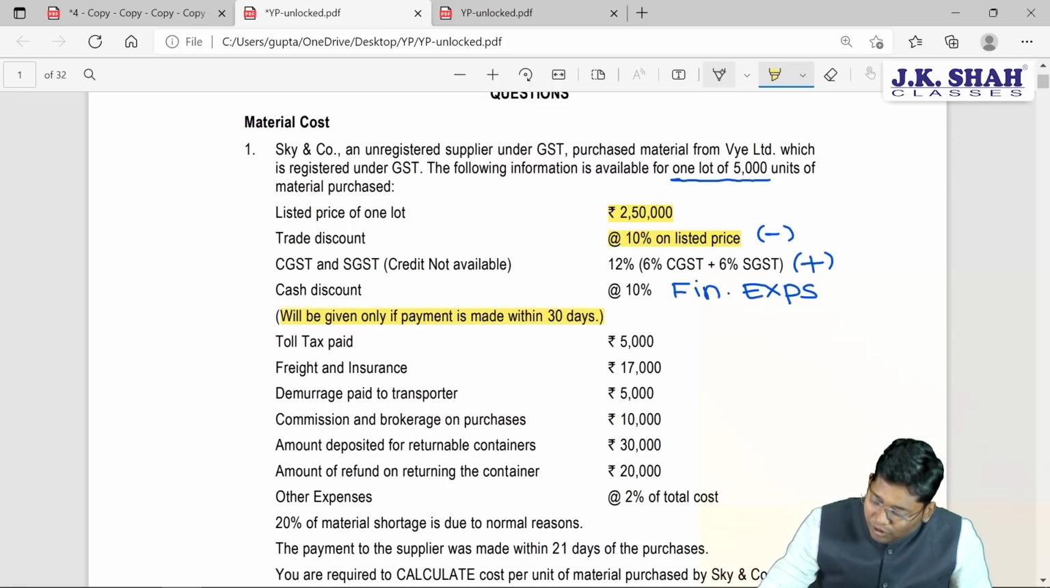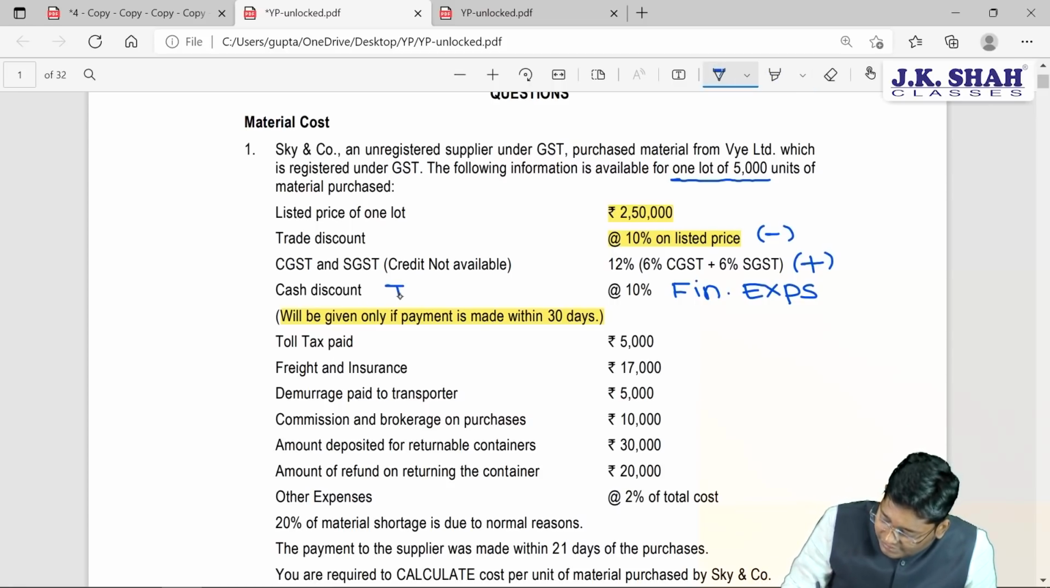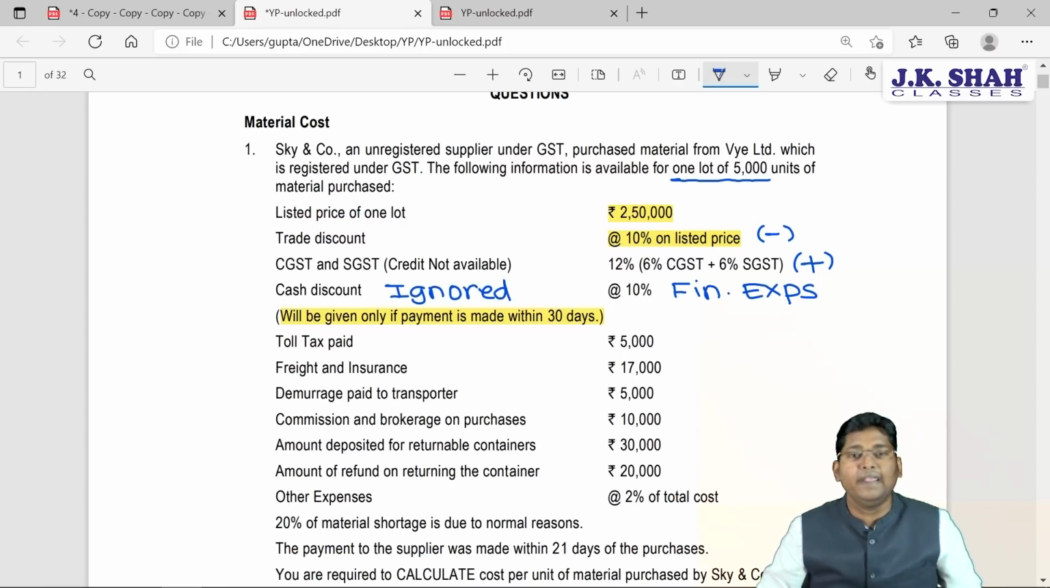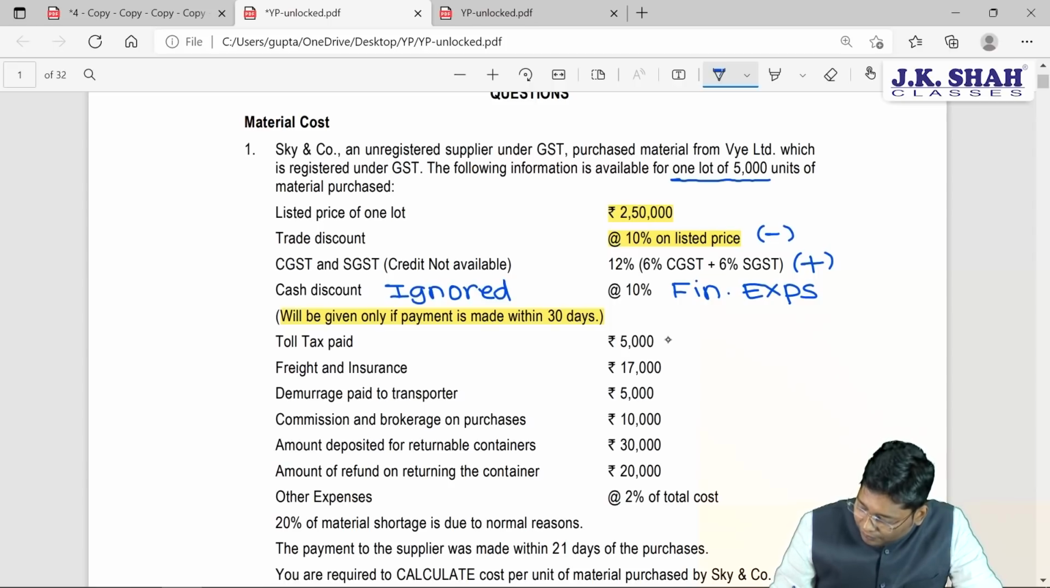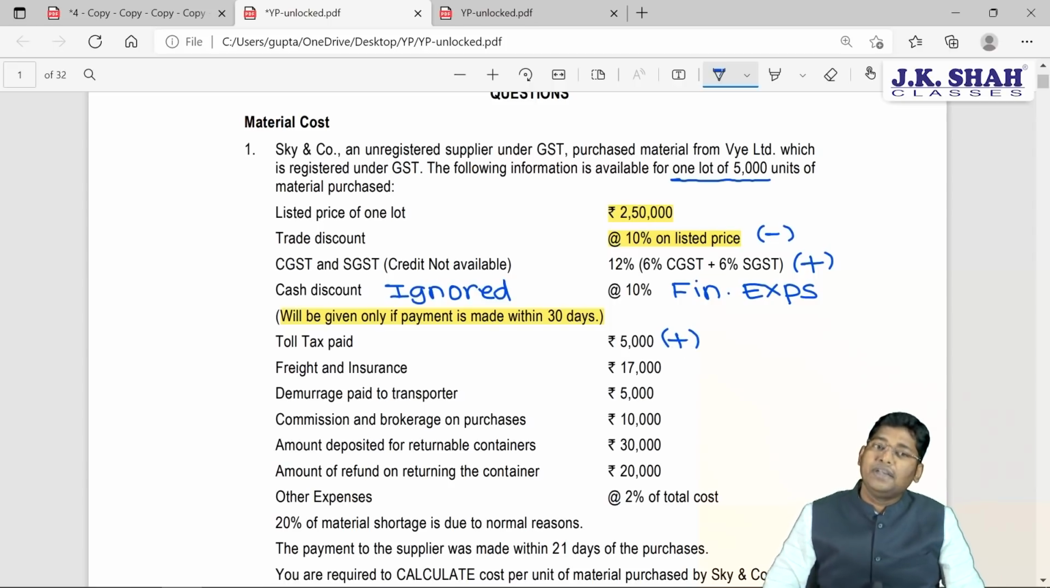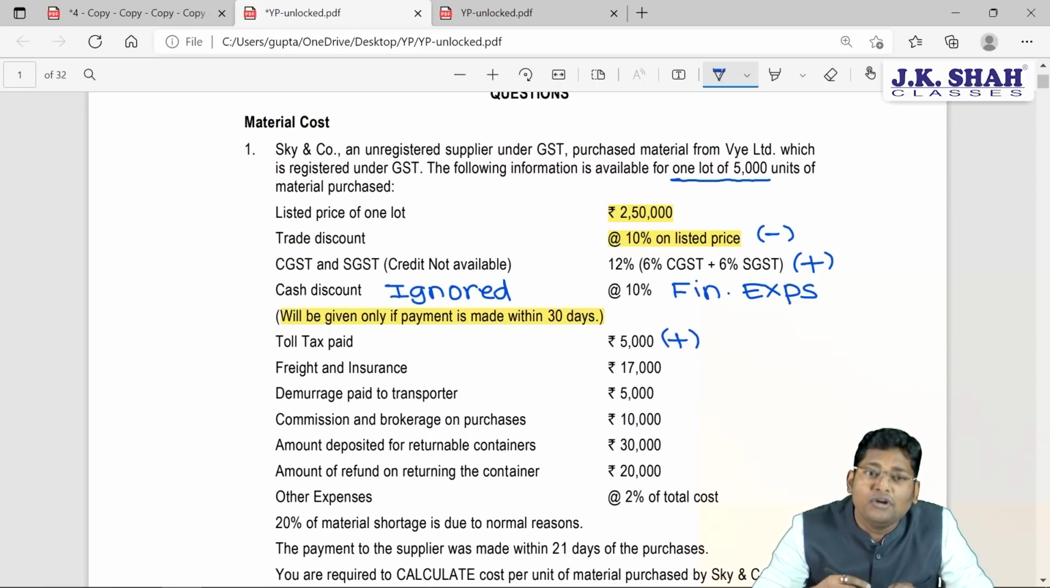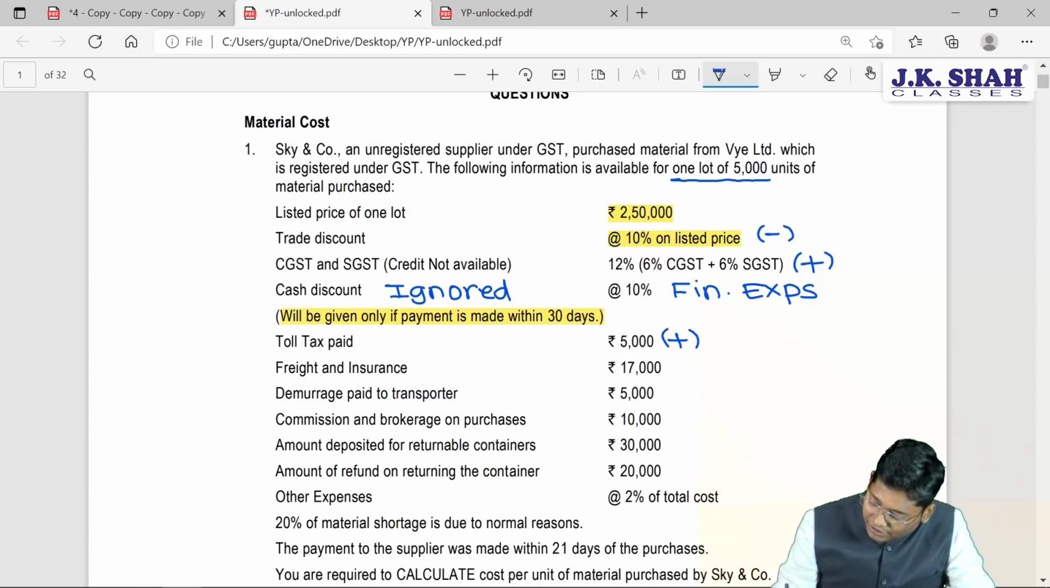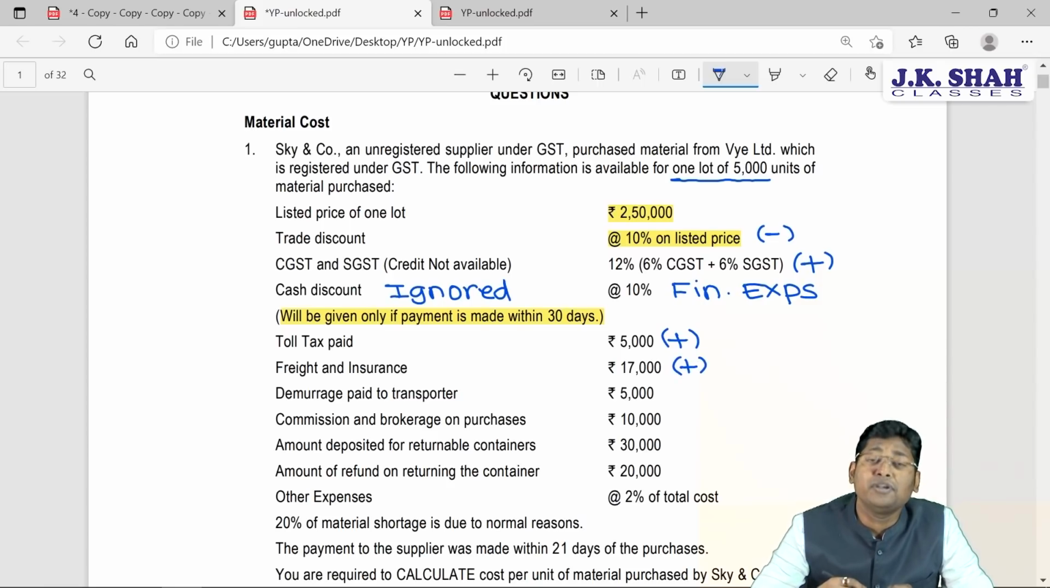Anyway, if you are assuming it, financial expenses should be ignored while calculating cost of the product. Toll tax paid: this item will increase your cost as cost of the material purchase. That's why it is to be added while calculating cost of a product. Freight and insurance to be added to the cost of material because it is purchases related expenditure.